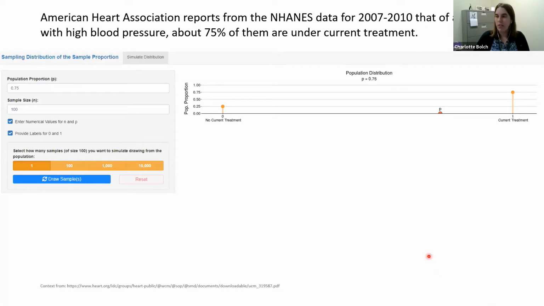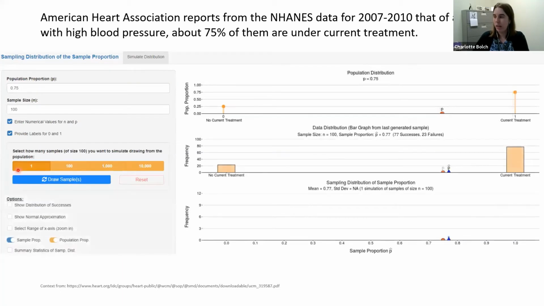So here on the screen, I have the population proportion of 0.75, and a sample size of 100. And right here we see the population distribution, and we have our proportion right here. So I'm going to draw one sample of size 100, and I end up getting a sample proportion of 0.77. We see this orange dot is the population proportion, and this blue triangle is our sample proportion. This value then gets put down here in our sampling distribution.